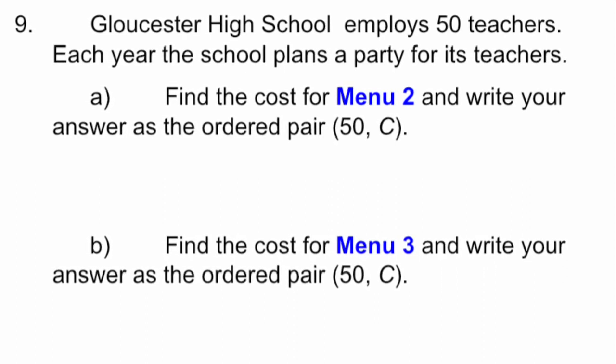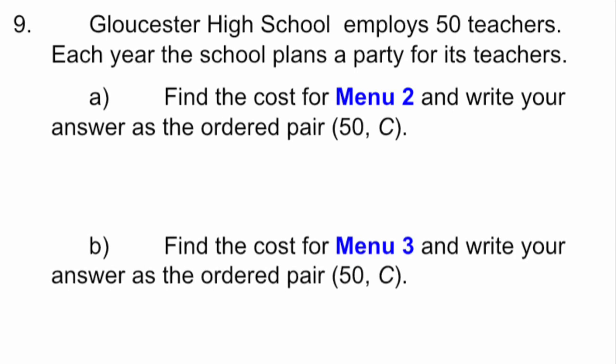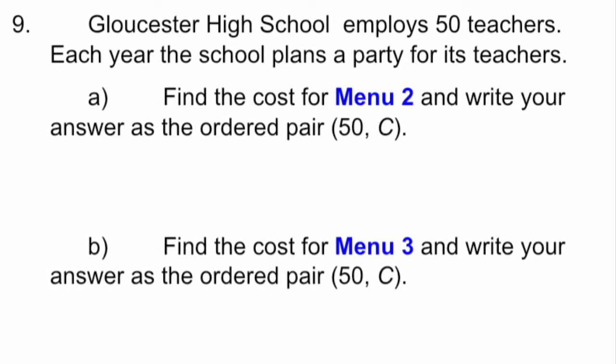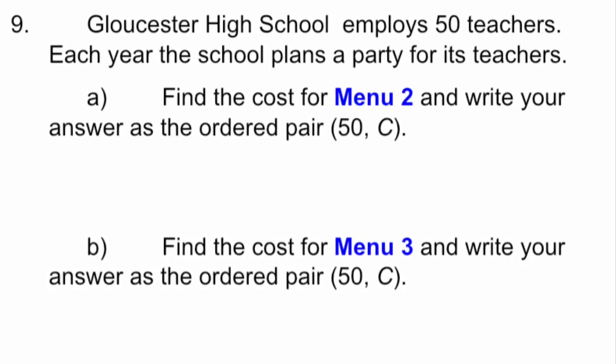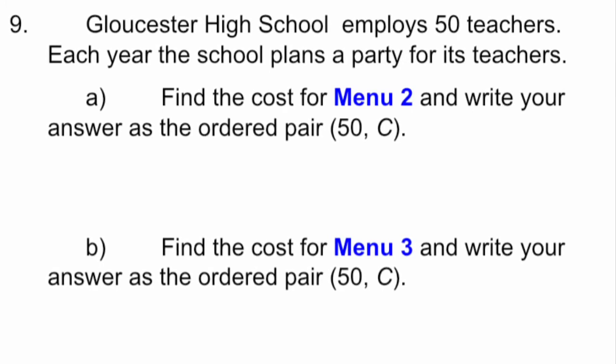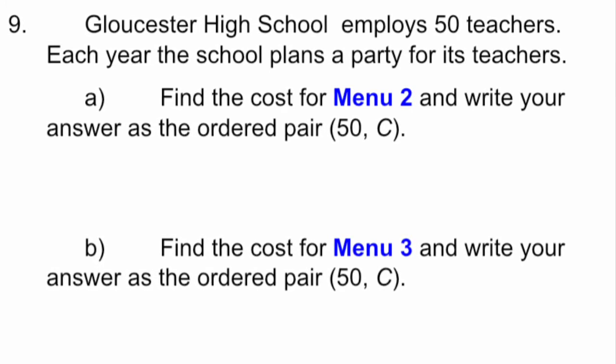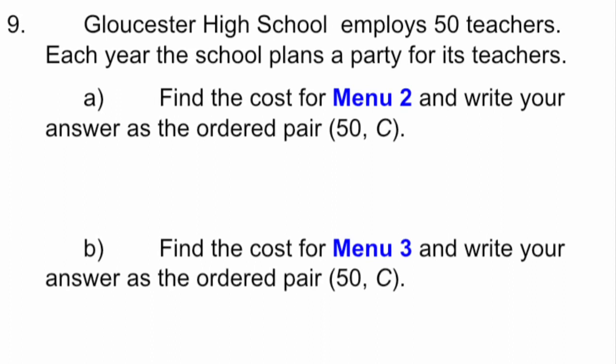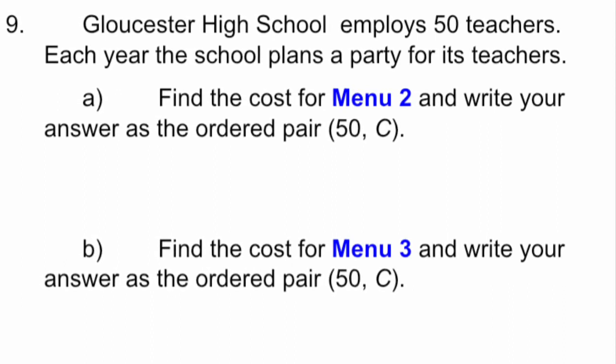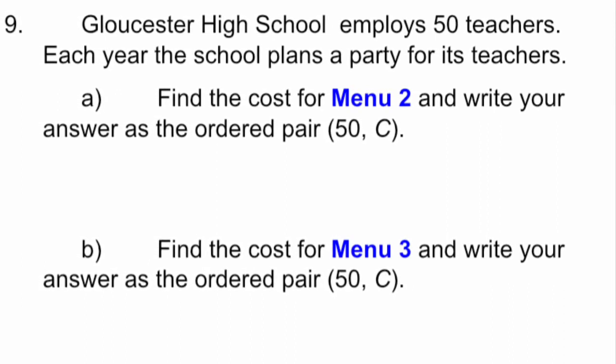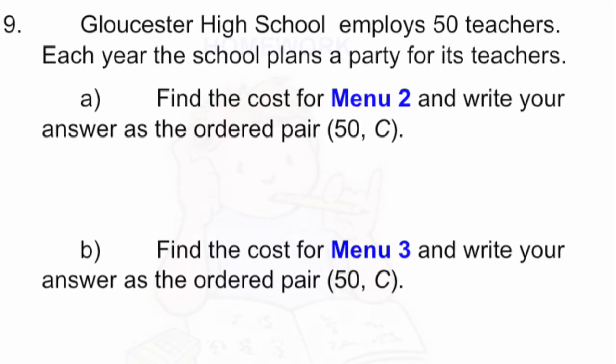And then it says, how much would it cost if Gloucester High School used menu number 3 instead? So we know the number of people, the N, is 50. We'd want to put that into the equation for menu number 3 and calculate the cost. And then the last question says, how much more expensive is menu number 3 in total than menu number 2? So then we just subtract.